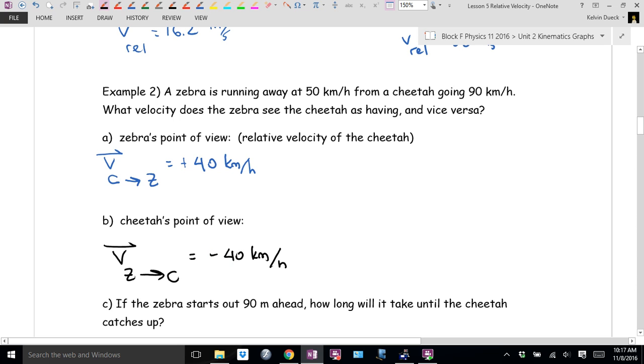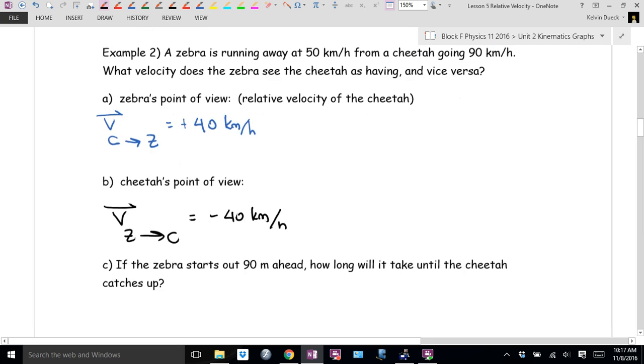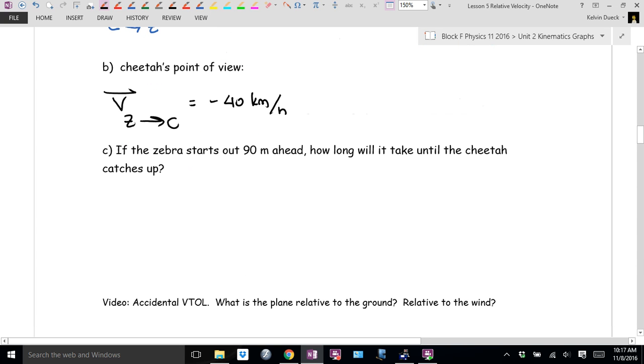Now, I'm not going to be that fussy on positive and negative. In fact, most of the time, we're not going to use relative velocity. We're going to use relative speed. Don't care about the direction. And in fact, in this next question, part C, we're going to use relative speed.